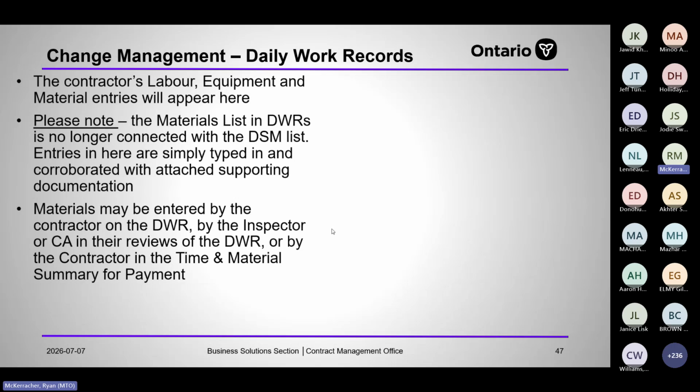The contractor's labor, equipment, and material lists will appear here in the daily work records, so that's why it's important to have them updated, at least with the equipment and laborers that are pertinent to the T&M work. Please note the material list in DWRs is no longer connected with the DSM. It was in WBCMS, but it wasn't appropriate. So now the materials list is simply for materials related to the T&M work: a box of nails, epoxy, some lumber, whatever it is.